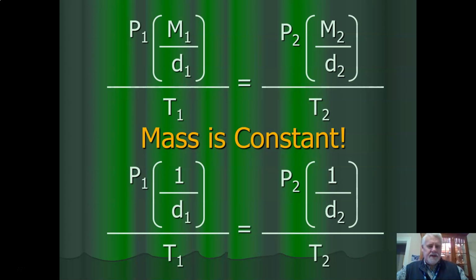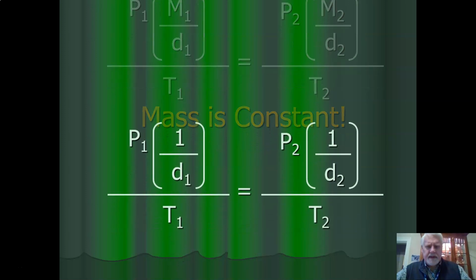So as a result of that, you can leave the mass out of this equation, and then you have P1 times the quantity 1 over D1, P2 times the quantity 1 over D2. So the masses are no longer a part of this equation. So basically, to figure out these densities, we need pressure and temperature, since the mass is going to be constant. All right, and we figured volume in by putting in this form of the density equation.